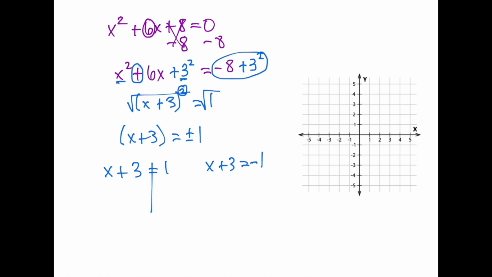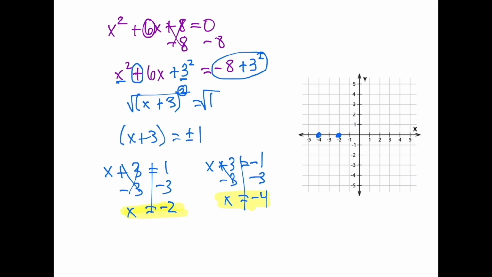So we can solve the one on the left by subtracting 3, getting us x equals -2. And we can solve the one on the right by subtracting 3, and we get x equals -4. These are our x-intercepts. So we can plot those on our graph.